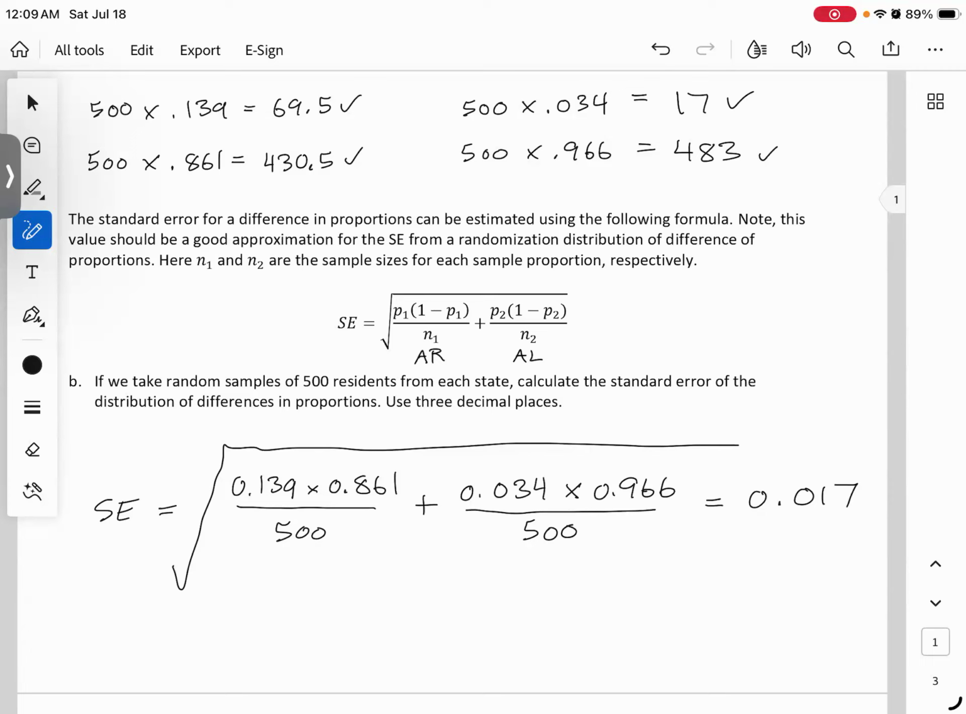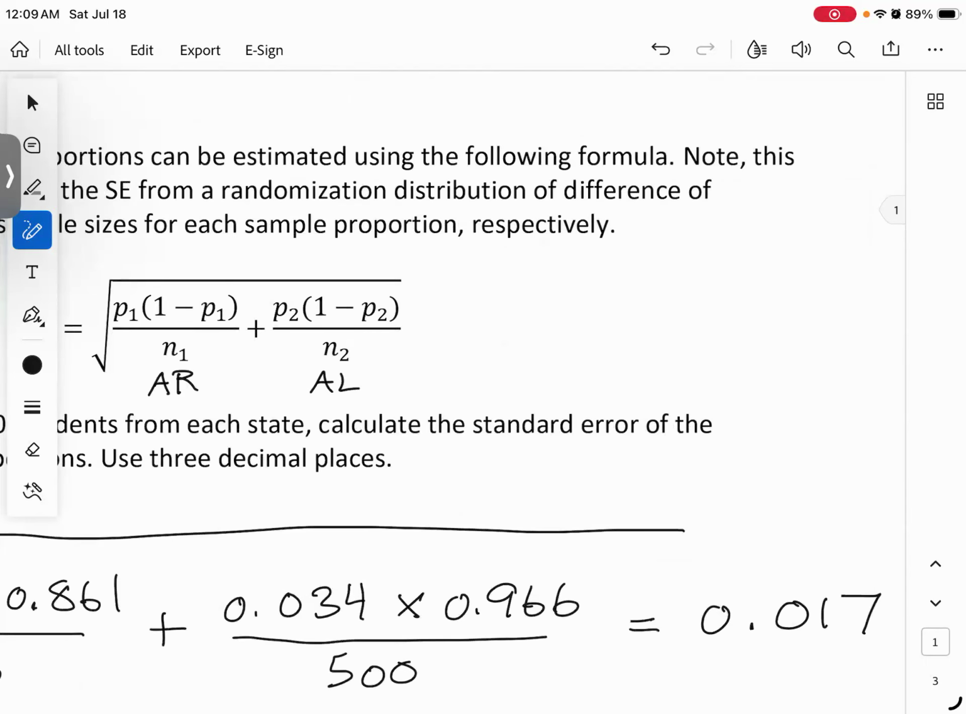0.017. Again, you have to spend some time figuring out what it is that your calculator needs you to do. Does it need parentheses? Does it not need parentheses? Does it need you to do the multiplication, division, addition first, and then the square root at the very end? Calculators can all be a little different. Now, keep in mind that this is not the same thing as doing square root of some stuff plus square root of some stuff. No, it's all one big square root housing everything.